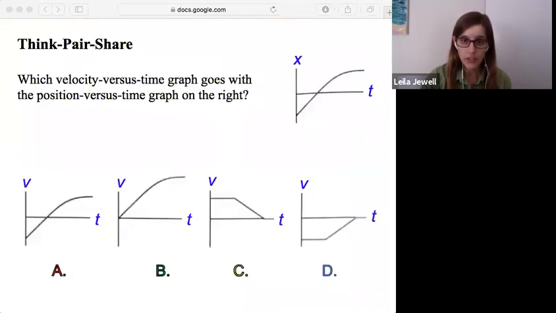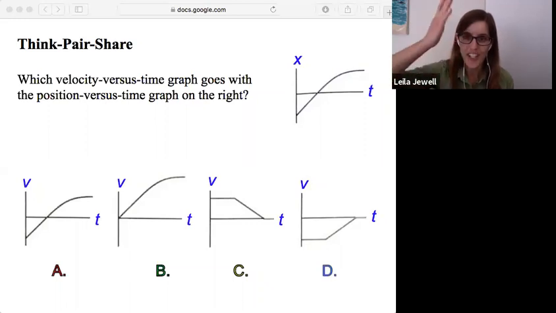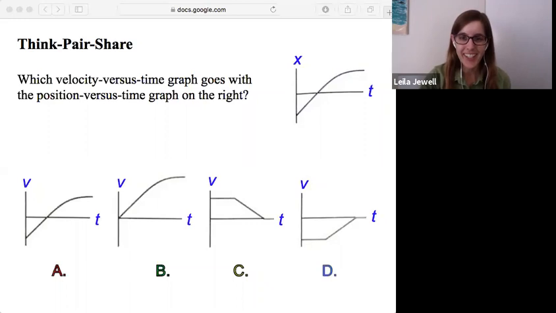And on that note, I have an opportunity for you to practice it. So this is a think, pair, share. Which velocity versus time graph goes with the position versus time graph on the right? So I want you to take a moment to reflect on this. Choose an answer, even if you have to guess at random, but write something down and say, this is my answer. And then you can go ahead and play the video and go on. So go ahead and hit pause now. All right, hoping you did that.